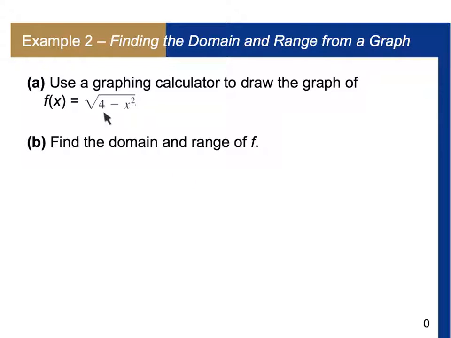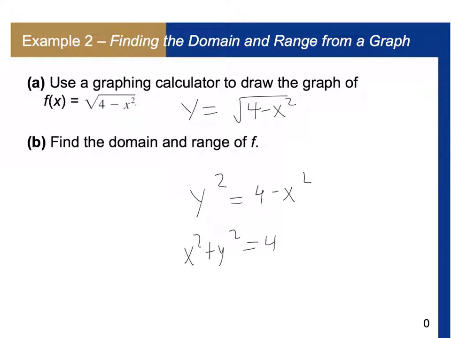So before we graph this, let's think about this. This is y equals square root of 4 minus x squared, right? And if I square both sides, I get y squared equals 4 minus x squared. Okay, and then I can write it like this, which is a circle with a center of 0, 0, and a radius of 2, right? Because this would be (x minus h) squared plus (y minus k) squared equals r squared, right?